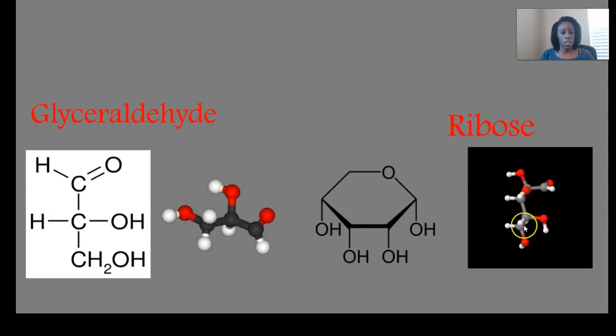And here's ribose. Again, here's another 3D ball and stick representation. And here we have the ring structure of ribose. Now I'm going to talk more about ring structures in just a little bit.